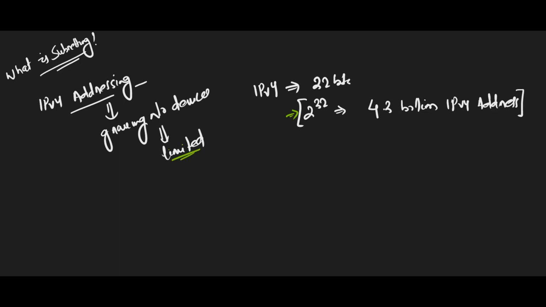So this is how we can conserve addresses, and based on this conservation, which methods are there, and how we can do subnetting. We will be able to see this in this lecture.